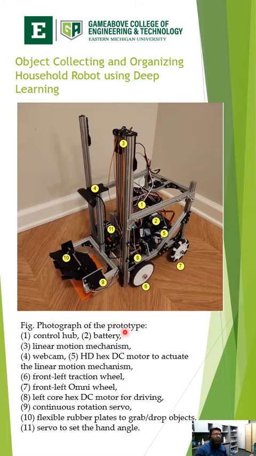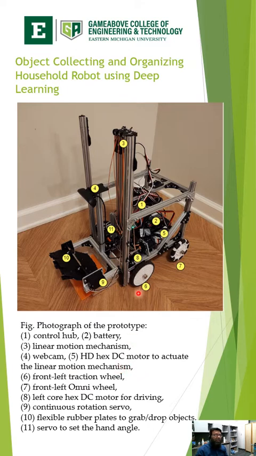This is the photograph of the prototype. This is the developed robot. It has several electrical and control parts. Number one is the control hub. Number two is the battery. Number three is the linear motion mechanism, which raises the hand to different levels. Here at 4 is the webcam. At 5, we have the HD hex DC motor to actuate the linear motion mechanism.